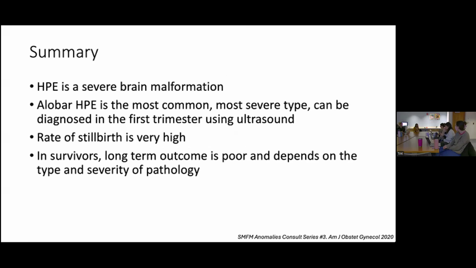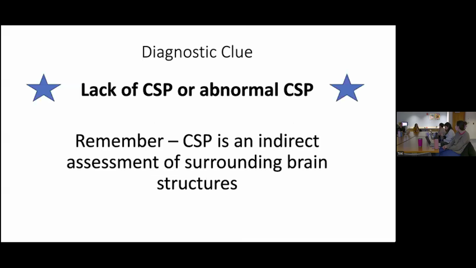That is it. Just to go back to the CSP point, because obviously alobar holoprosencephaly is not a diagnosis you're going to miss, but for lobar, if you have an absent CSP, that is a reflection of the development of the anterior portion of the brain, right? So you can have midline abnormalities, like lobar holoprosencephaly. Think about the optic nerves, think about the face, because if your CSP isn't present, so that space has collapsed, you want to think about the other things developing around it.